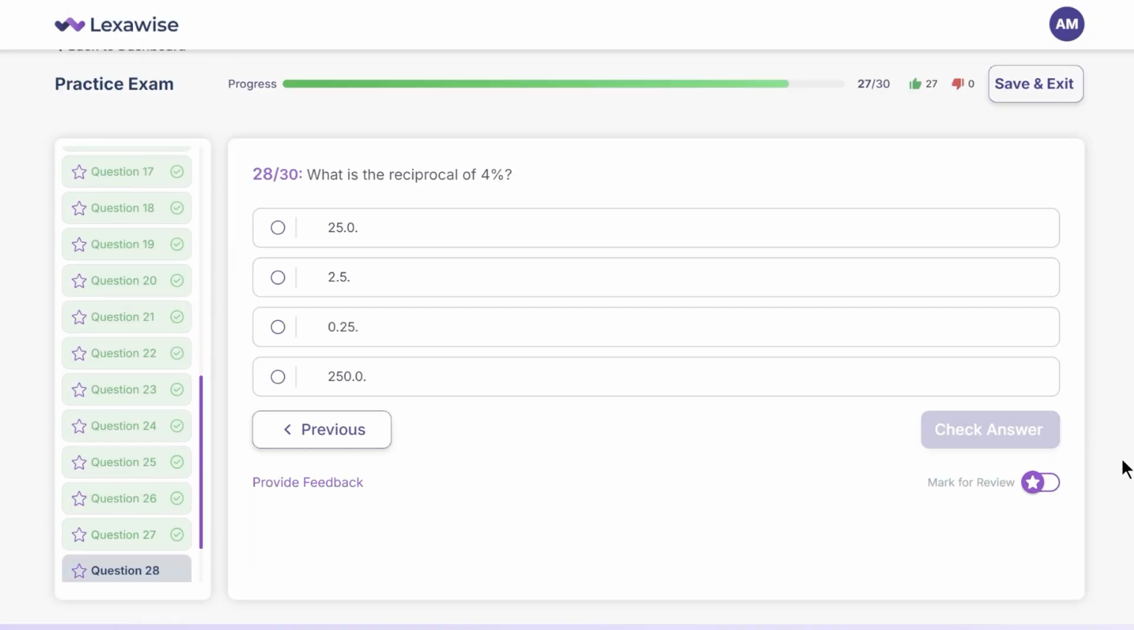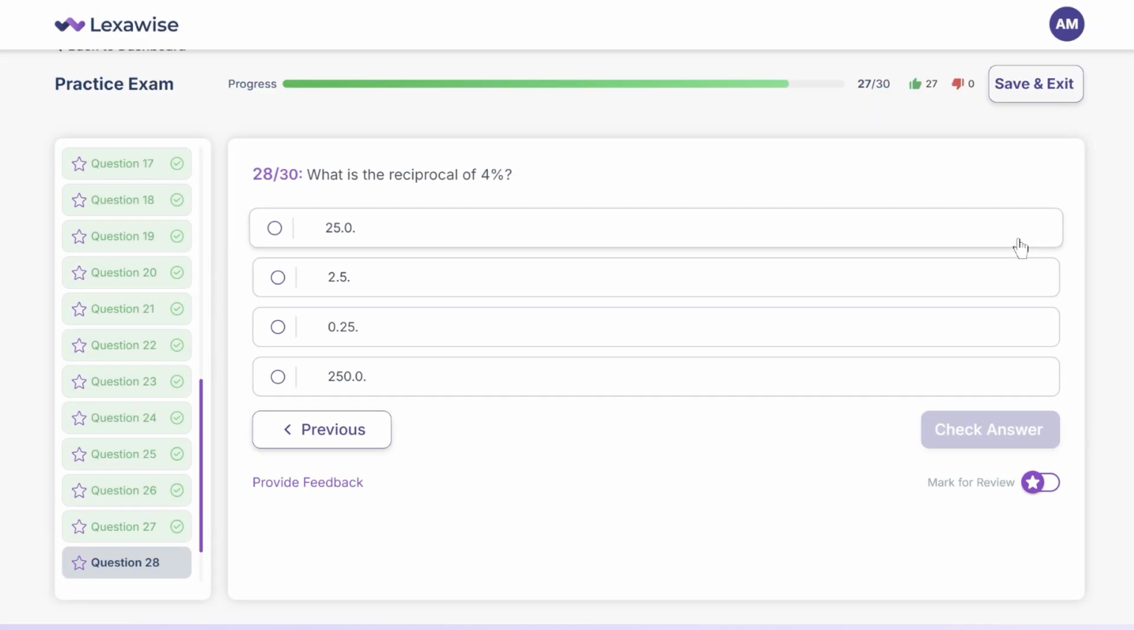Let's tackle this one now. What is the reciprocal of 4%? A. 25.0, B. 2.5, C. 0.25, D. 250.0. What do you think of this one? Well, in this case, the correct answer is A, 25.0.